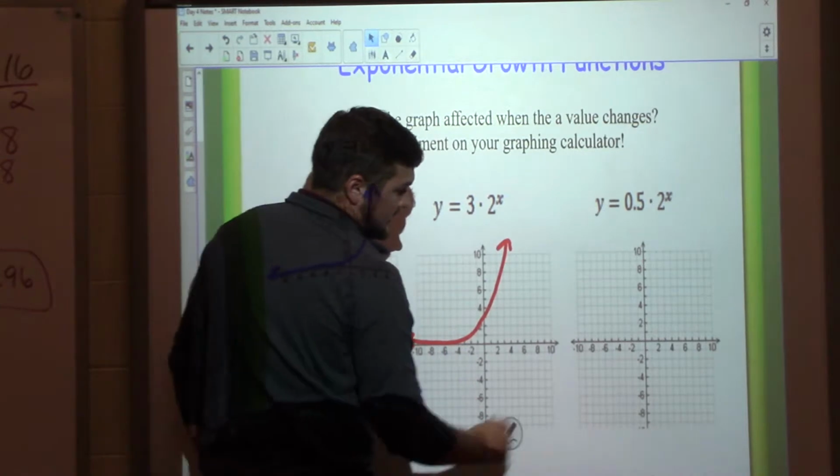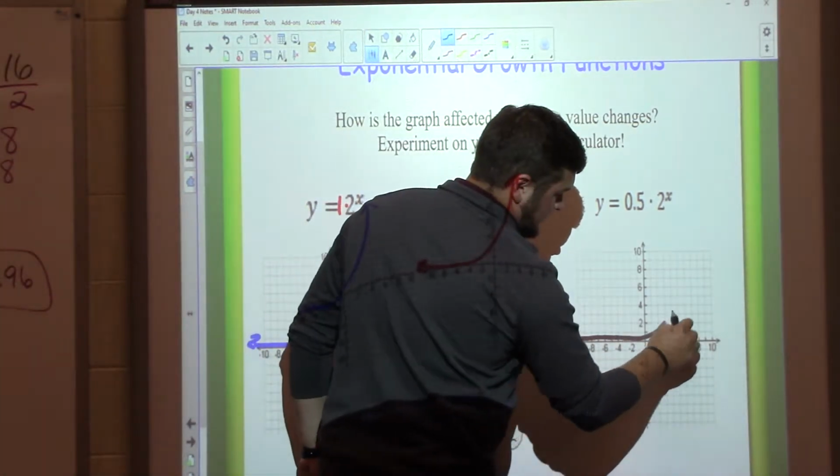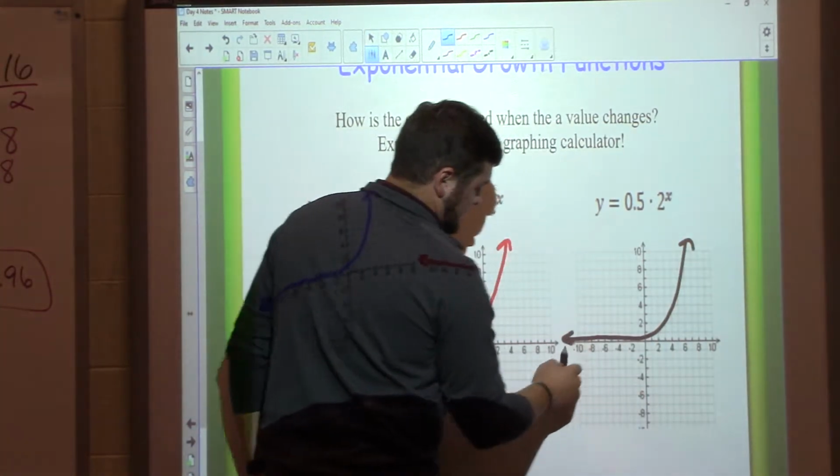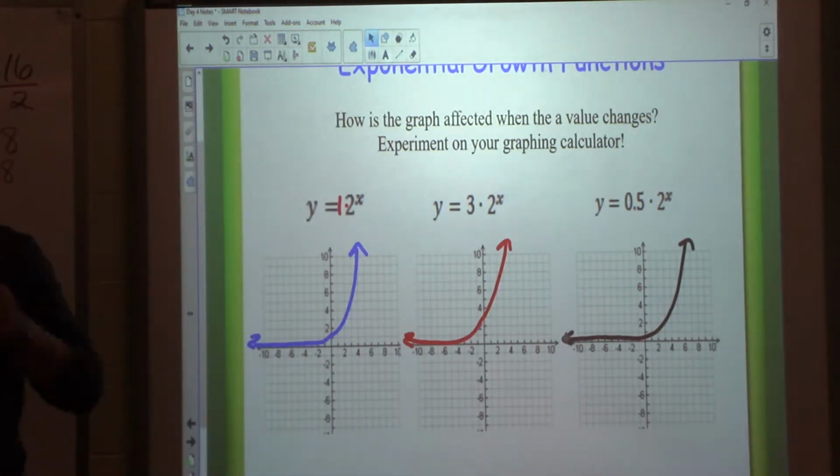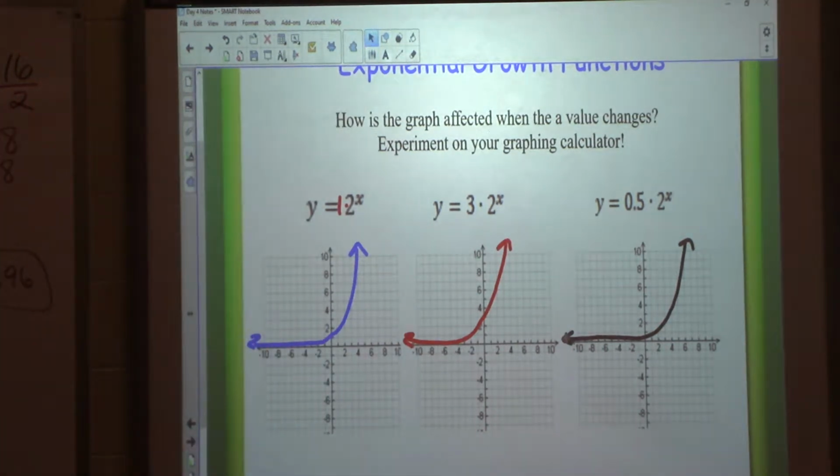If I draw it on here, 0.5, and then it goes up. Like I said, we're just sketching. The big thing to know here, guys, is notice when it changes in front, our graphs are going to change.